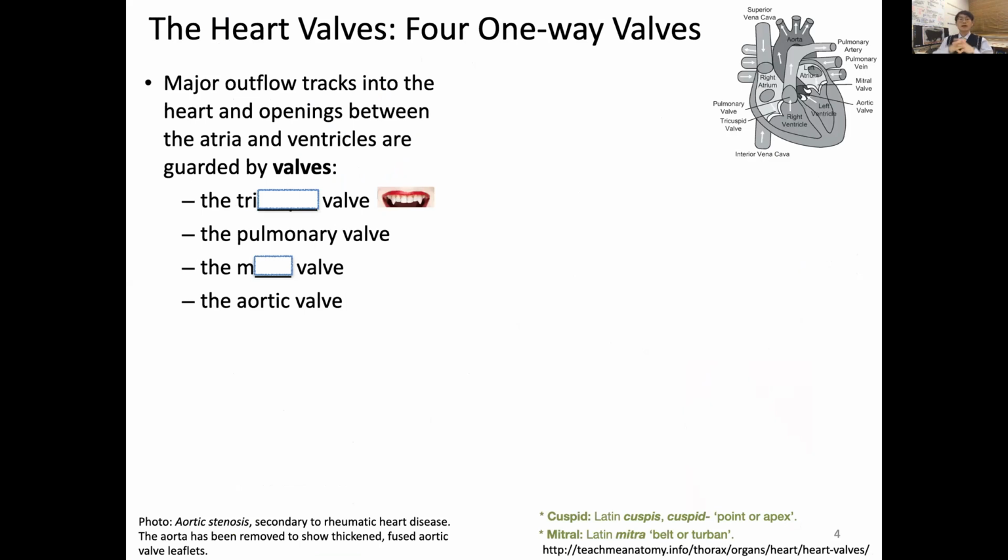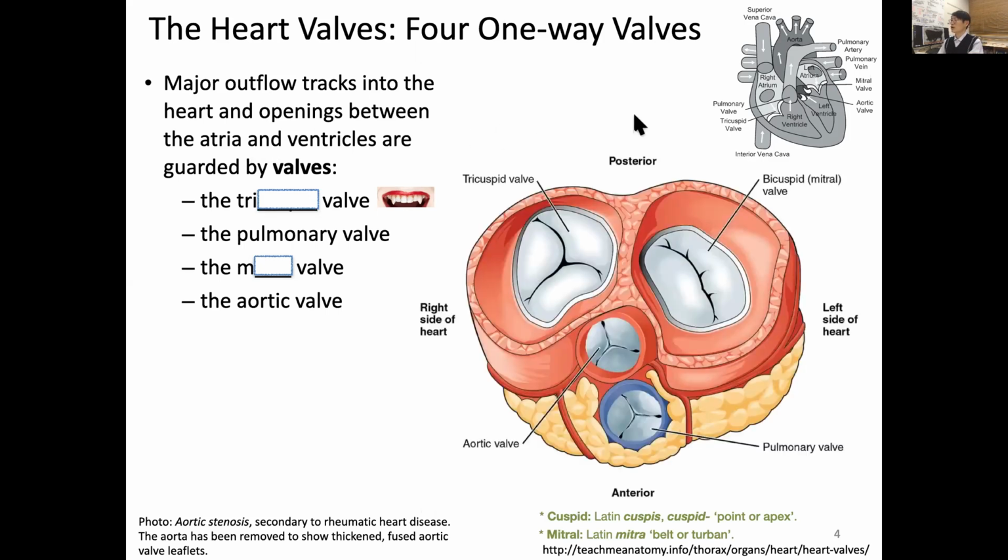Now, with these 4 chambers of the heart, they have gates, and that gate is interestingly a one-way gate. So we call it a valve, a heart valve. So we have 4 one-way valves. So this is a major outflow tract into the heart and openings between the atria and ventricles. And they have names. I want you to understand their names. So for that, I want to show the actual valve system here.